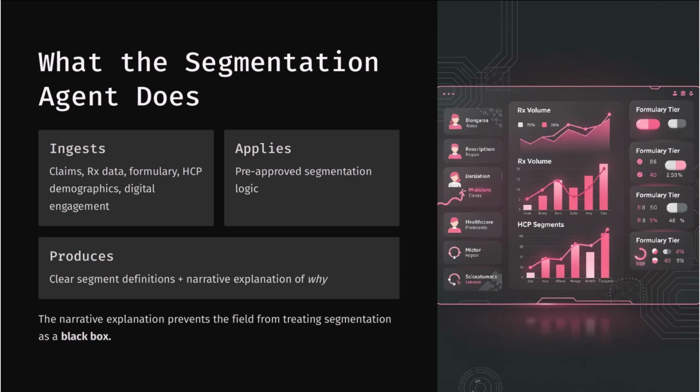It also generates something humans often skip, which is a narrative explanation of why an account or an HCP is in a segment, including the key contributing signals. That explanation matters because it prevents the field from treating segmentation as a black box.